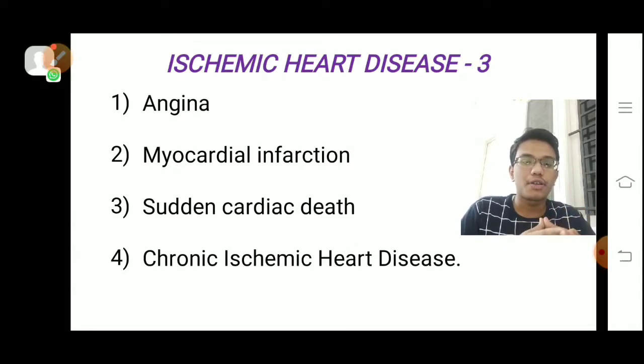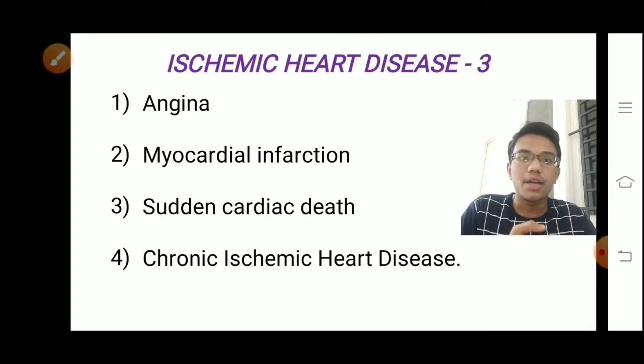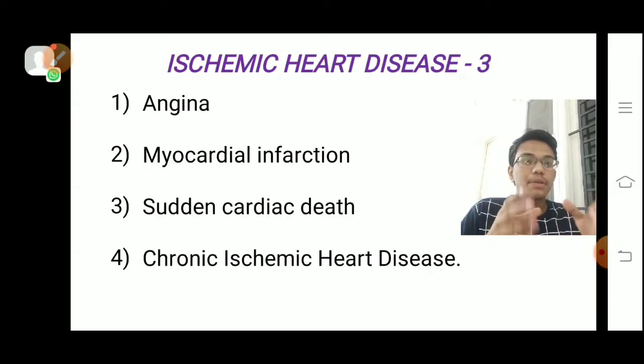We know that already, that ischemic heart disease is a group of syndromes where you will have angina, myocardial infarction, sudden cardiac death, and chronic ischemic heart disease. And we had covered angina in detail in the last two lectures, right? There are three types: stable, unstable, as well as Prinzmetal angina. I am repeating this again and again because this should get fixed in your mind.